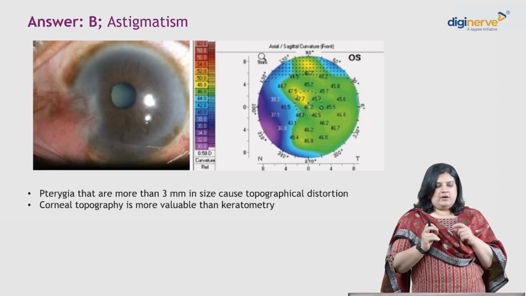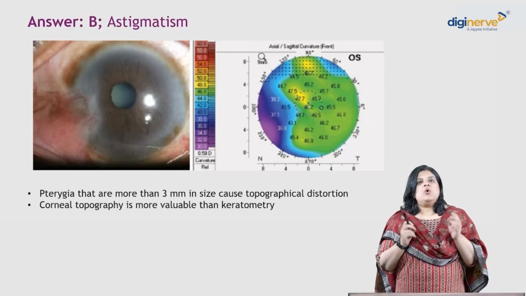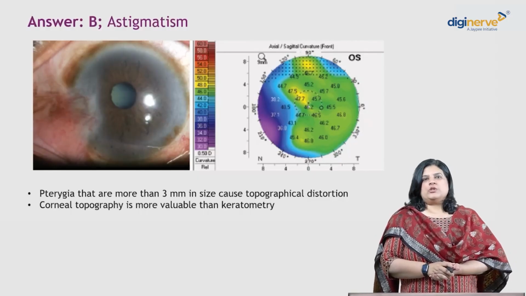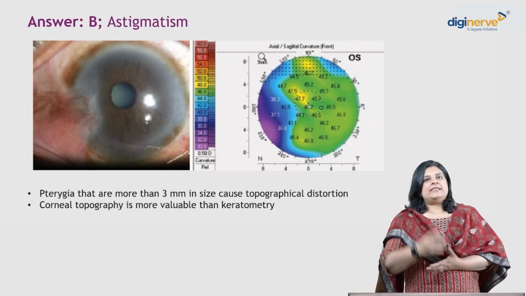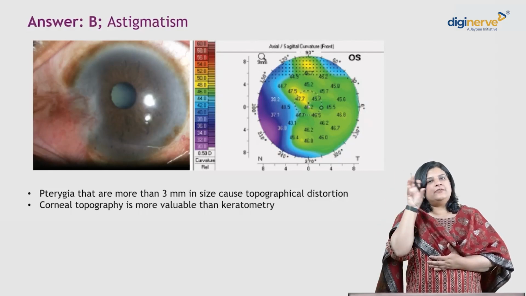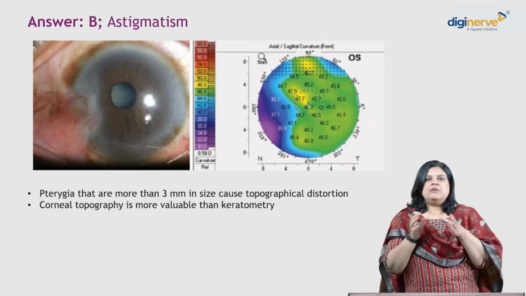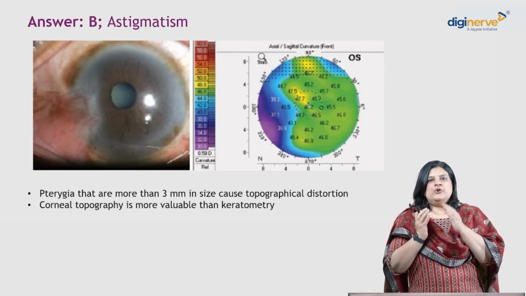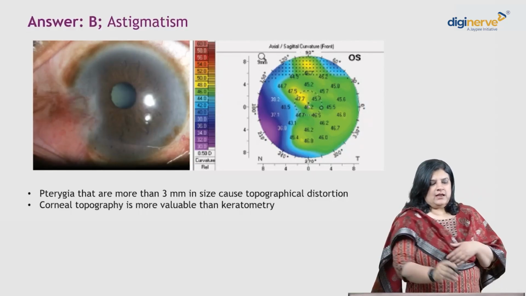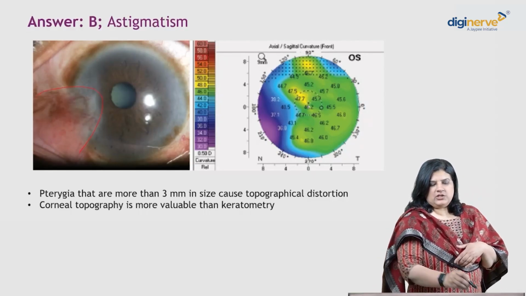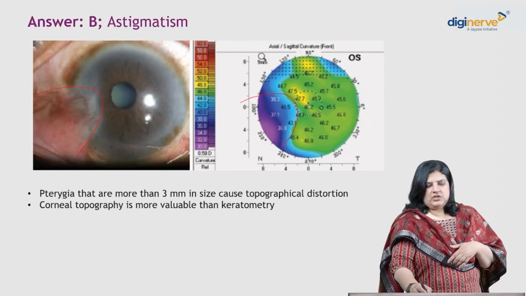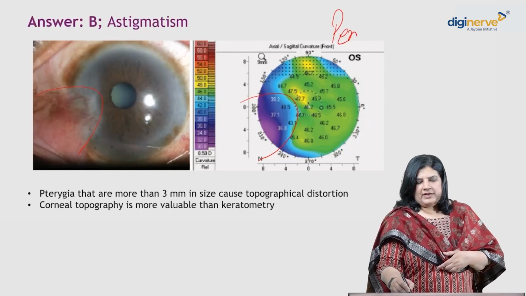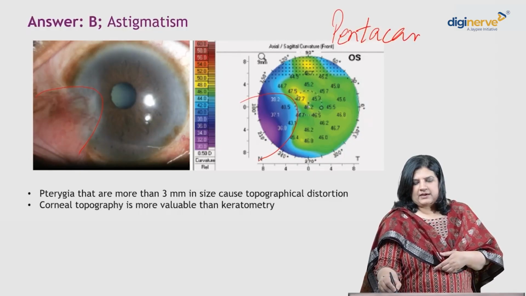Also, remember that pterygia that are more than 3 millimeters in length can cause topographical distortion. Now, the corneal surface has a certain topography. It's different in the center and it's different in the periphery. It's different anteriorly and it's different posteriorly. So, since the pterygium is attaching nasally, it is causing a change in the nasal topography, and this topographic map has been obtained using an instrument called Pentacam.